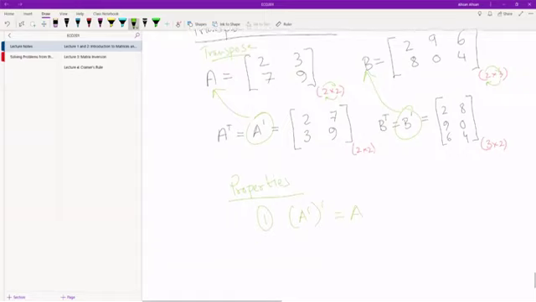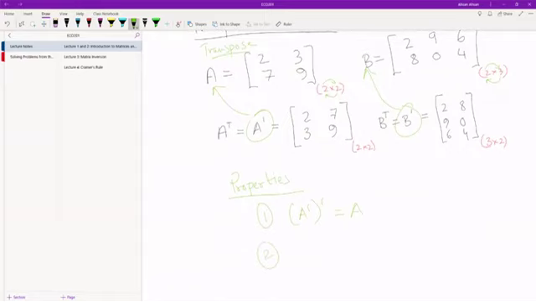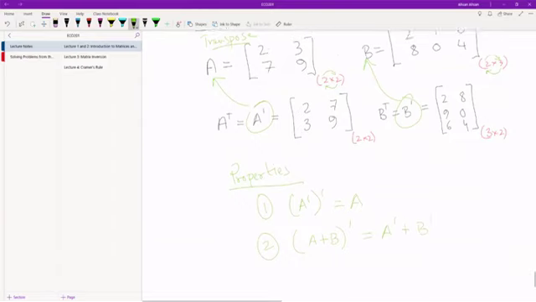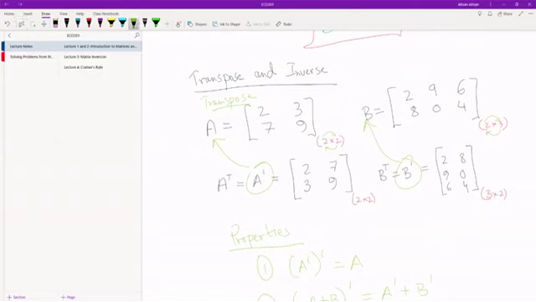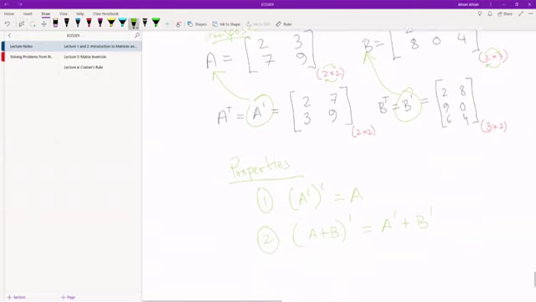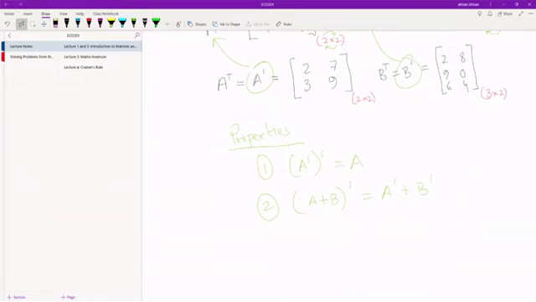It's very easily verifiable. The second property is if we add two matrices and we take its transpose, that is the same as adding the transposes of the two matrices. So of course, we cannot add A and B because they're not of the same dimension, but you can create two random matrices of the same dimension and try this.